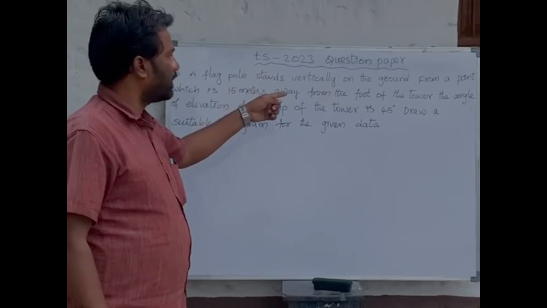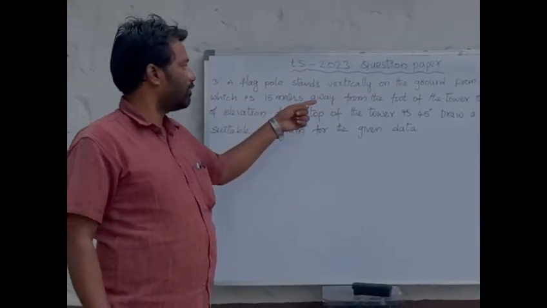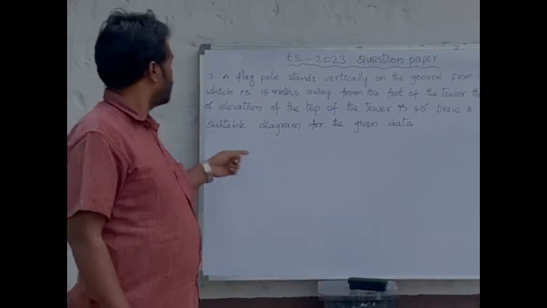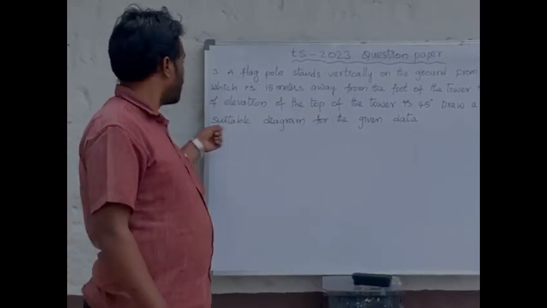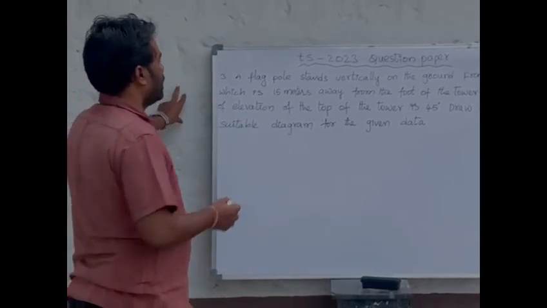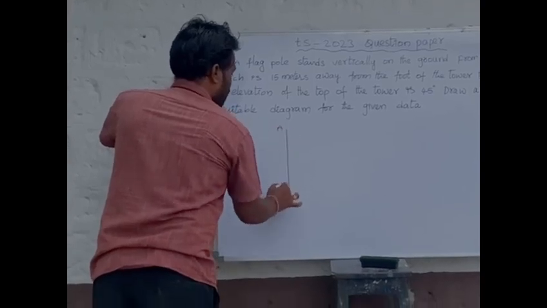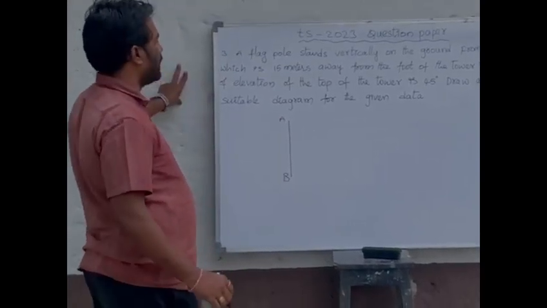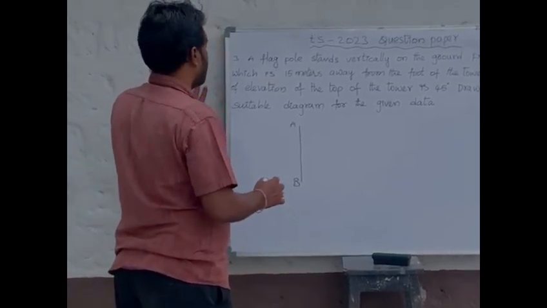A flagpole stands vertically on the ground. From a point which is 15 meters away from the foot of the tower, the angle of elevation of the top of the tower is 45 degrees. Draw a suitable diagram for this given data. First, a flagpole stands vertically. This is the flagpole, AB is the flagpole, vertically on the ground.